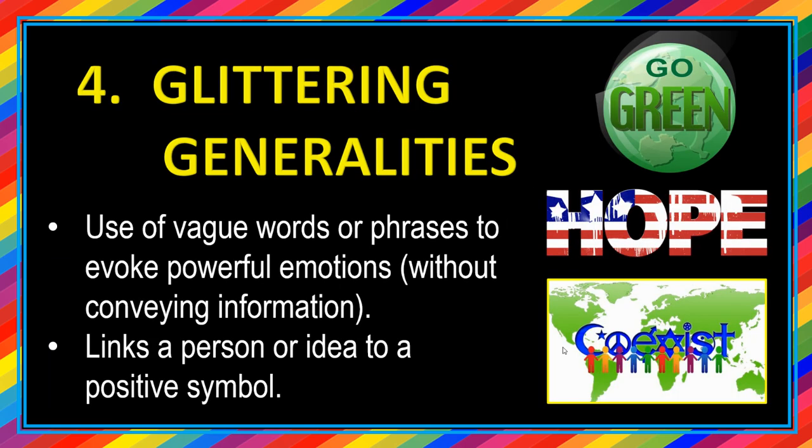Our fourth one is glittering generalities. Glittering generalities are the use of vague words or phrases to evoke powerful emotions without conveying information. So it basically links a person or idea to a positive symbol. With our example here, you can see go green, hope with the American flag, coexist. So it's some type of vague phrase that is supposed to evoke an emotion in you.